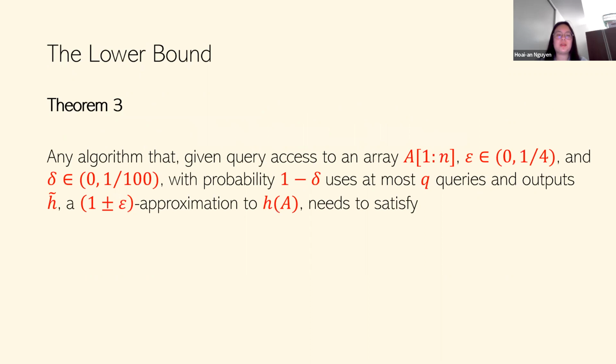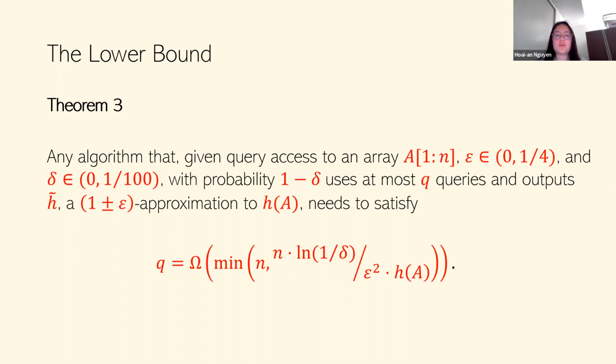Now we're going to go into the lower bound, where we prove that our algorithm is asymptotically optimal in all parameters. So we prove that any algorithm, given query access to an array A, a smaller restricted range of epsilon and delta, that with probability 1 minus delta uses at most Q queries and outputs H tilde, which is a 1 plus or minus epsilon approximation to H, needs to satisfy the following.